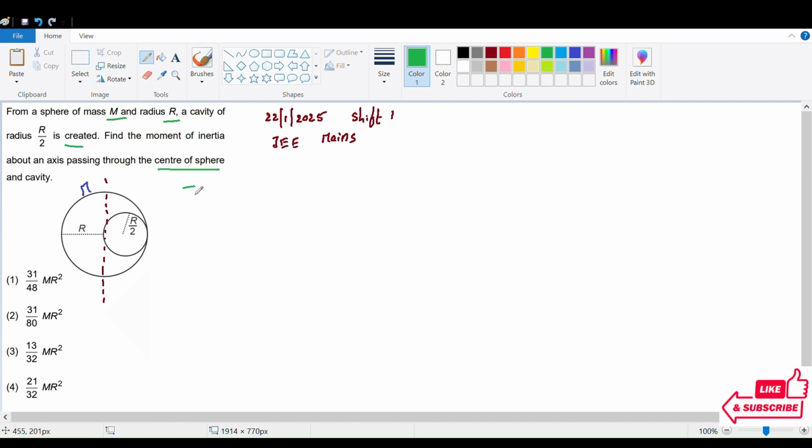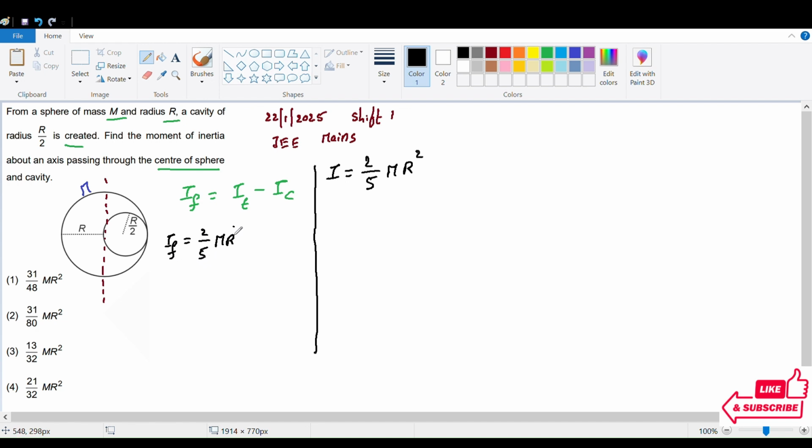Okay, fine. So I final is I without cavity, let it be I total, minus I of cavity. First without cavity: consider there is no cavity at all. The moment of inertia passing through the center has the formula 2 by 5 mr square, with total mass M. So I final is equal to 2 by 5 MR square minus I of cavity, which I want.